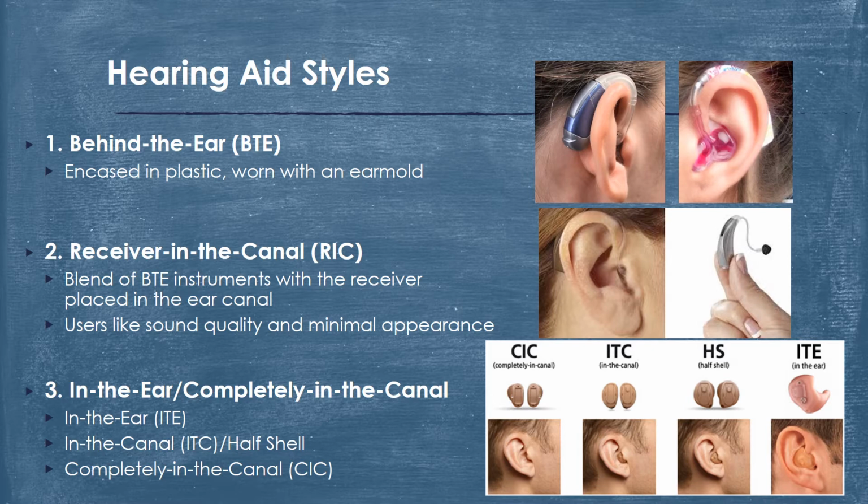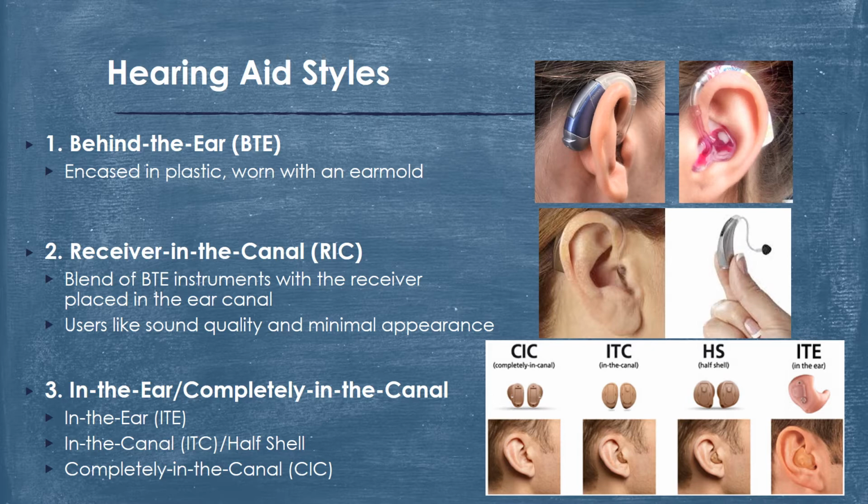They are encased in plastic, and as I mentioned on the previous slide, are worn with an ear mold. It's really fun when you work with kids because you get to order cool colored ear molds, like this swirl pink and white one on the right. And so behind the ear hearing aids are the gold standard for children for many reasons, but most importantly, safety.